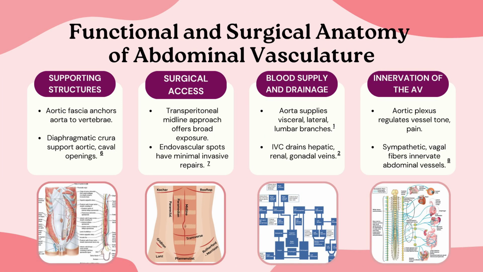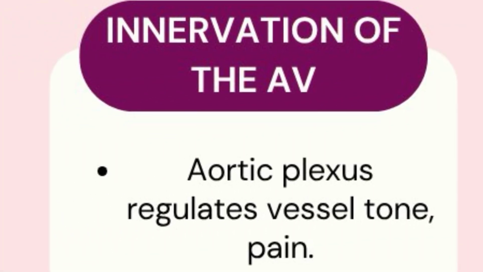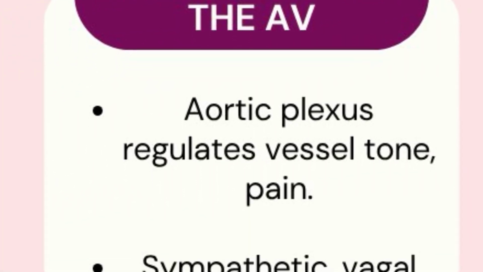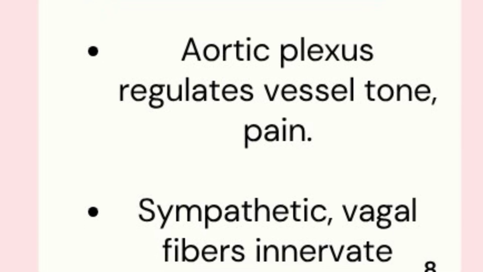Beyond blood supply, innervation regulates vessels. The abdominal aorta and the IVC receive autonomic innervation. The aortic nerve plexus from thoracic splanchnic nerves forms celiac, superior, and inferior mesenteric ganglia. Vagal fibers provide parasympathetic input to celiac ganglia.